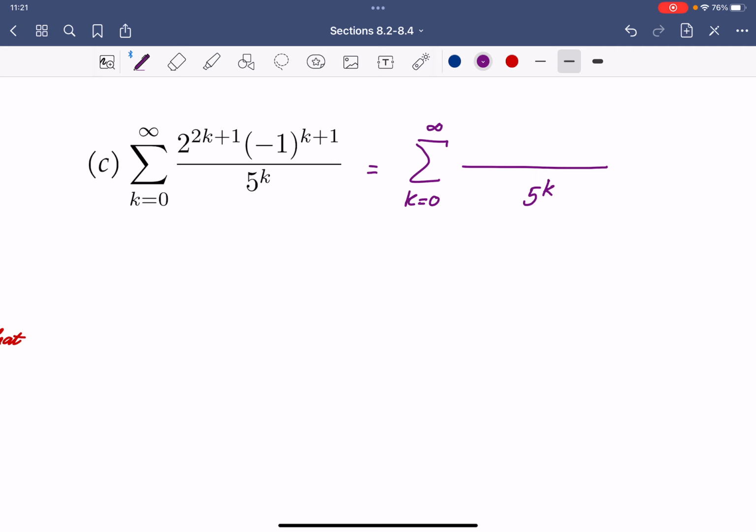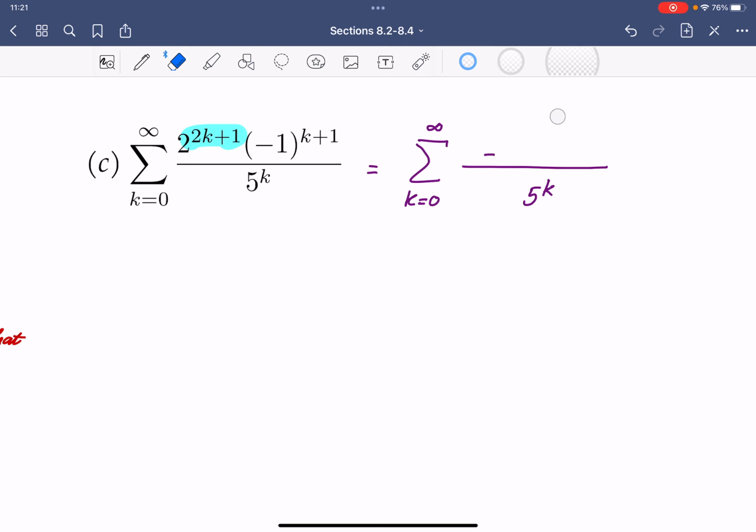But the top part, 2 to the 2k plus 1, this is actually 2 times 2 to the 2k. Everyone agree? Because you can pull out that 2 to the 1 to be 2 first. And then that 2 to the 2k is actually 4 to the k. Agree?